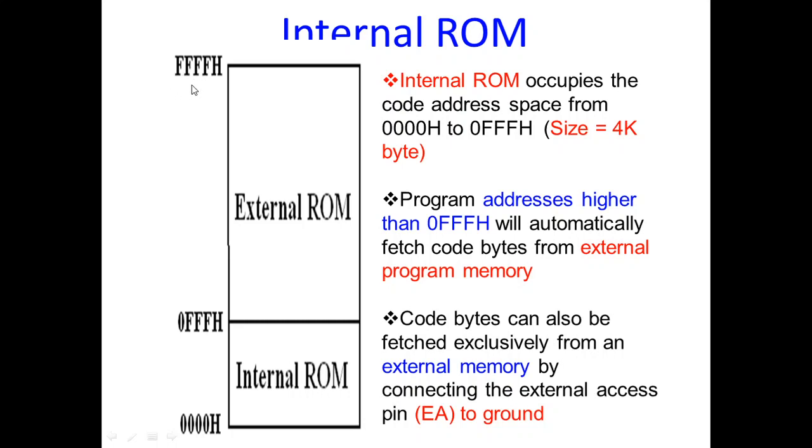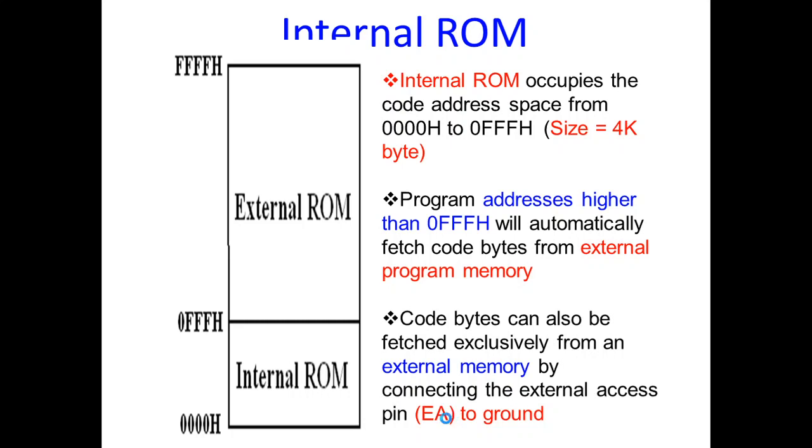Now, whether you are accessing code from internal memory or external memory is decided by EA. Long form of EA is external access. This is an active low pin. When this pin is grounded, at that time you are accessing data from external memory. And when this pin is connected to VCC, you are accessing the data or code from internal ROM. Means with the help of EA, you can declare whether you are referring to internal memory or external memory. EA equal to 0 means external memory, EA equal to 1 means internal memory. Is it clear to you?